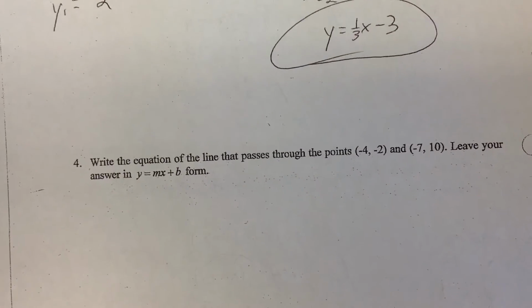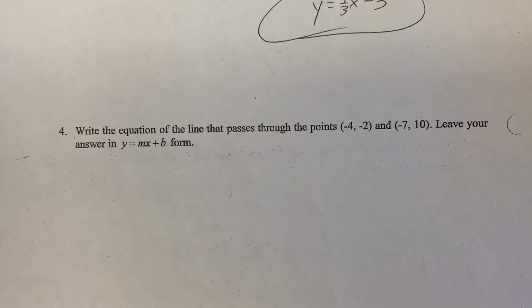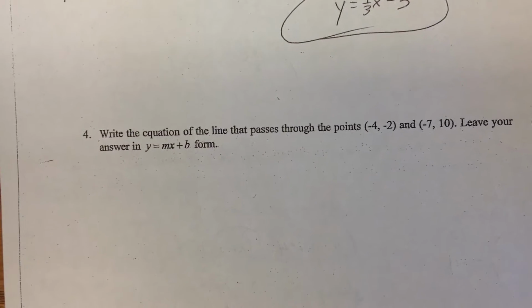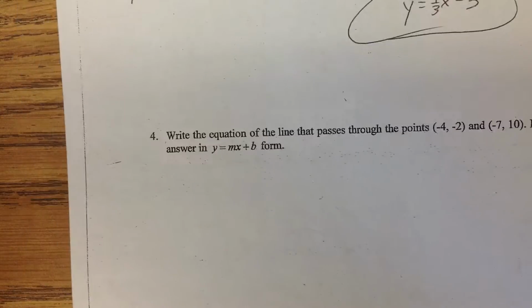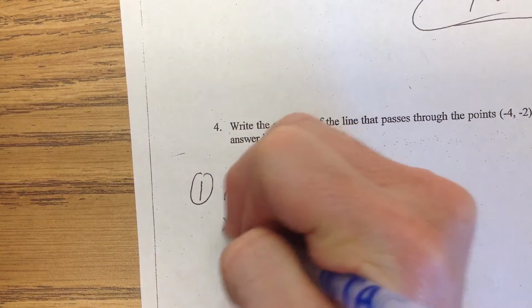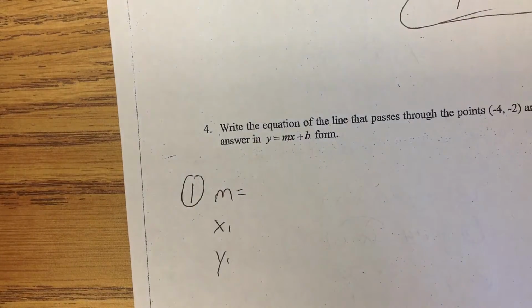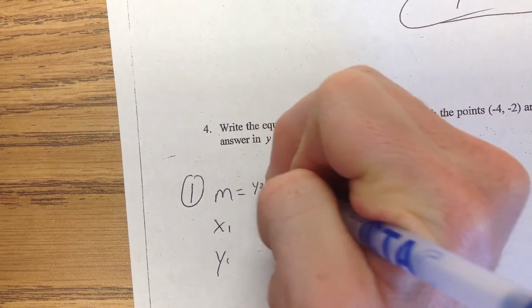Question 4. Write the equation of a line that passes through the points (-4, -2) and (-7, 10). Leave your answer in y equals mx plus b form. So this is just like the one above. We start with our m, our x1, and our y1. The only difference is they don't give us the m, so we have to find it ourselves.